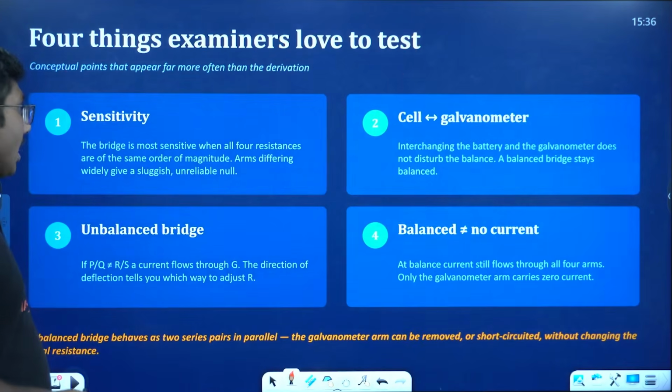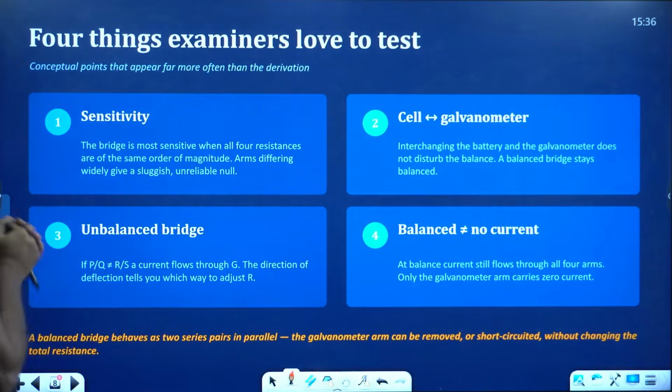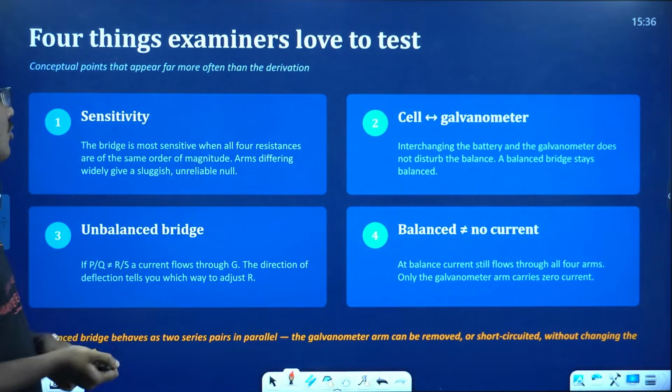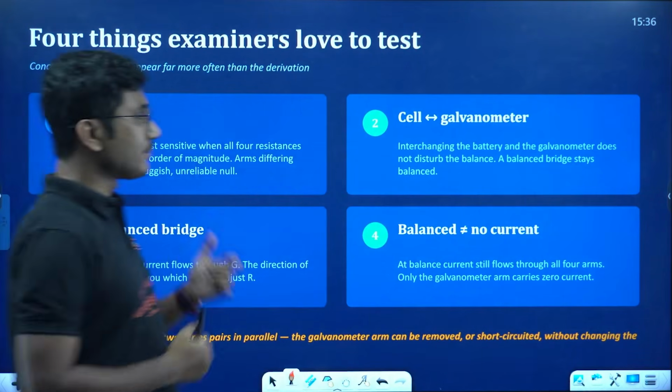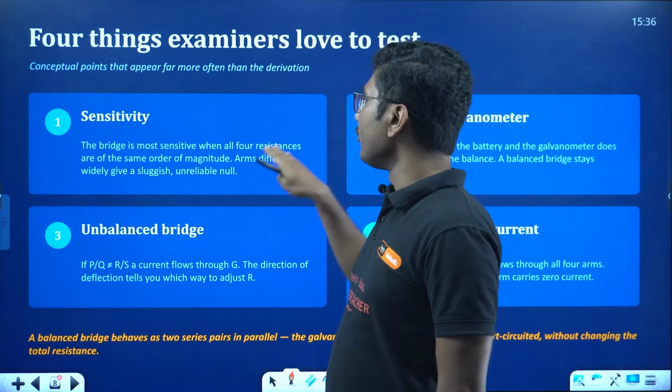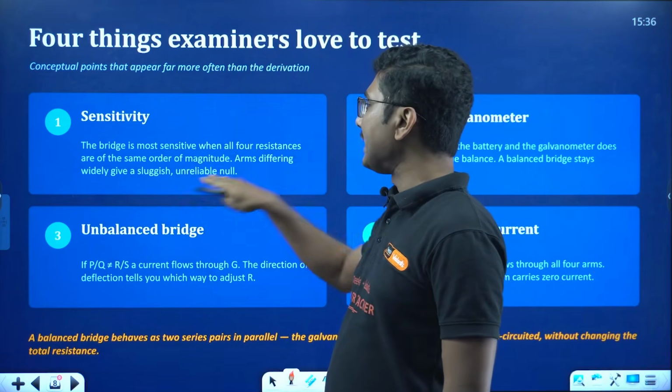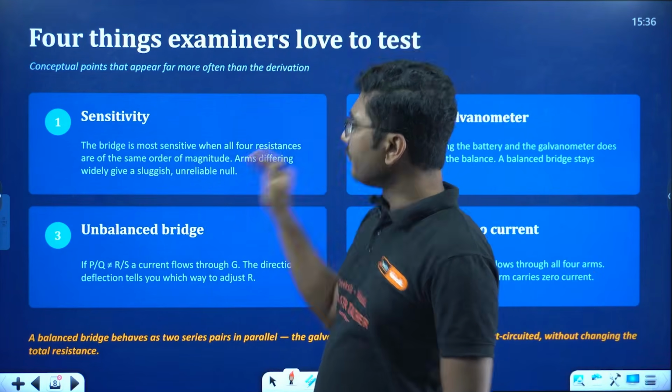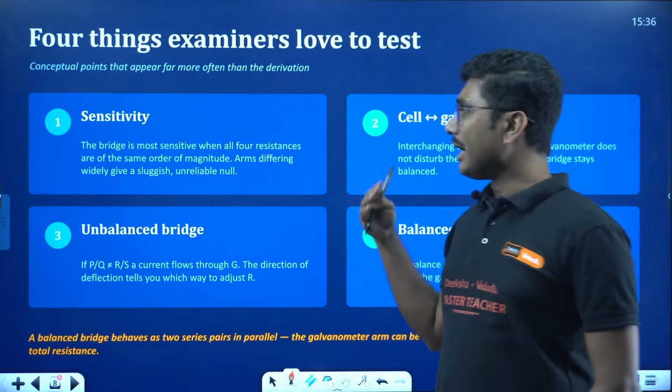Okay. Now, next is 4 things examiners love to test. What kind of questions might be asked? Sensitivity. The bridge is most sensitive when all 4 resistances are of the same order of magnitude. Arms differing widely give a sluggish, unreliable null.